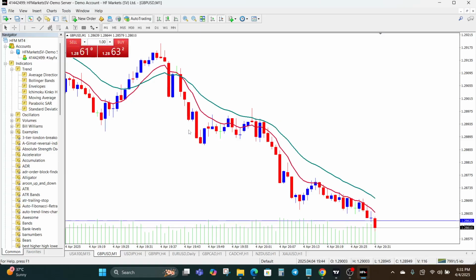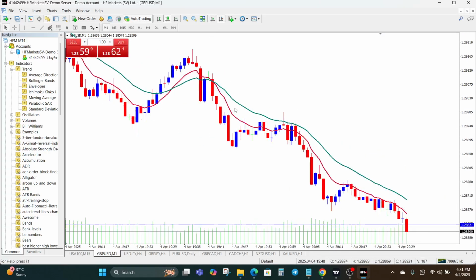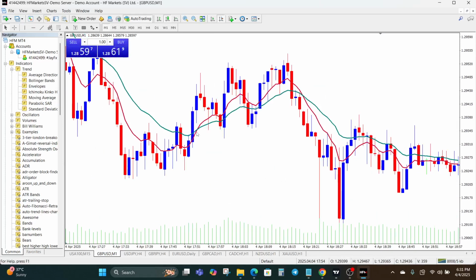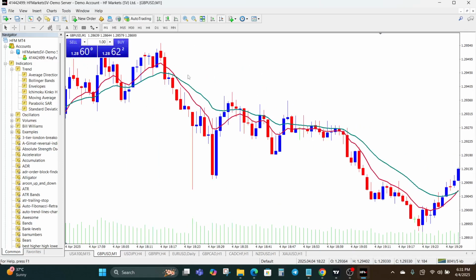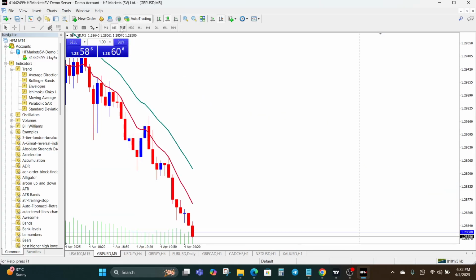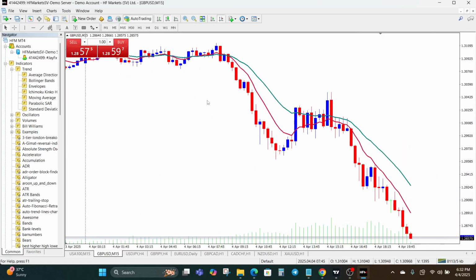When the 9 EMA crosses above the 21 EMA, it signals potential upward momentum, and vice versa. When the 9 EMA drops below the 21, it signals downward momentum. EMAs respond faster to price changes than SMAs, which makes them ideal for the lower time frames, especially 1 minute, 5 minutes, and 15 minutes.